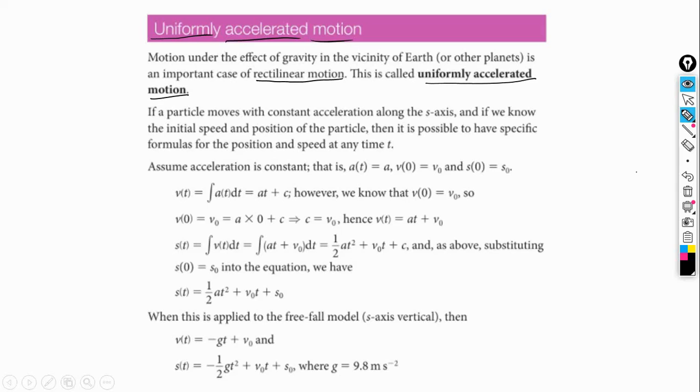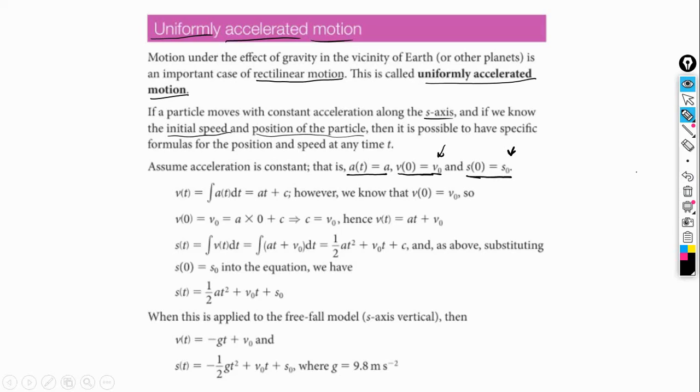So if a particle moves with constant acceleration along the s-axis, and we know the initial speed and position of the particle, then it is possible to have specific formulas for the position and speed at any time t. So basically here they're showing us how we can derive formulas for velocity and position based on the fact that you have uniformly accelerated motion. So what does that mean? Well, if the acceleration is constant, then we can say that a of t is equal to a, that the velocity at time 0 is v sub 0, or initial velocity, and that the position at time equals 0 is s sub 0.